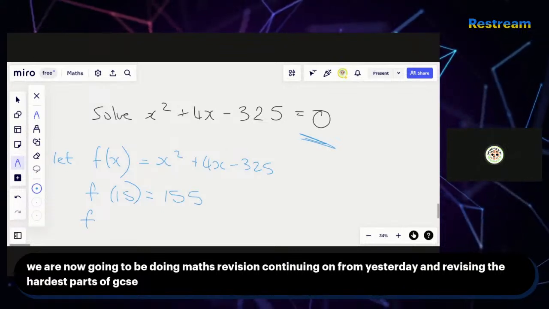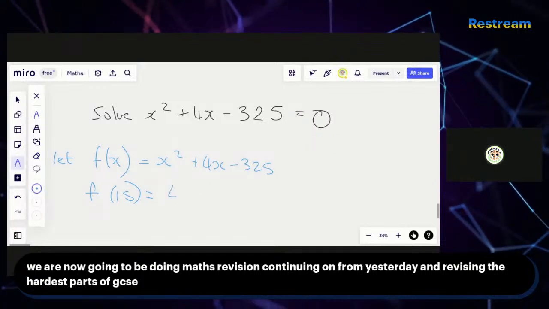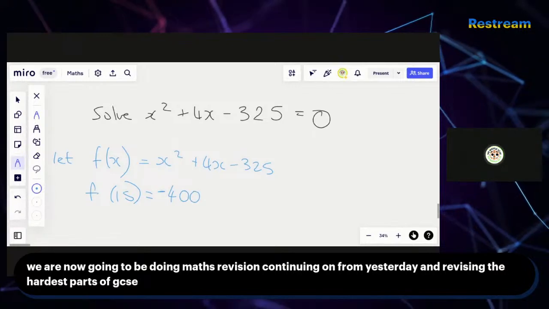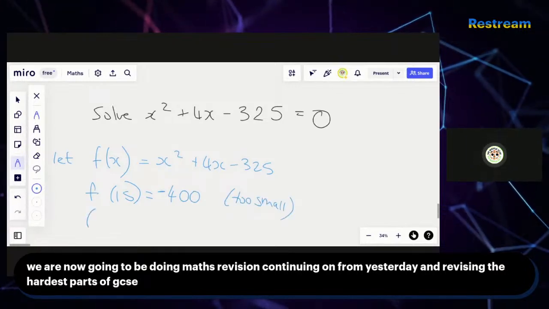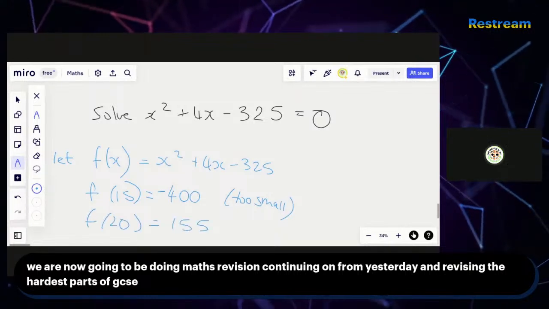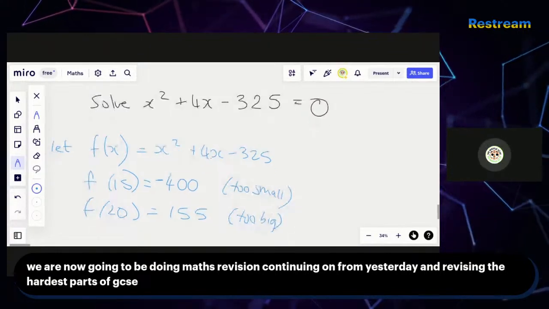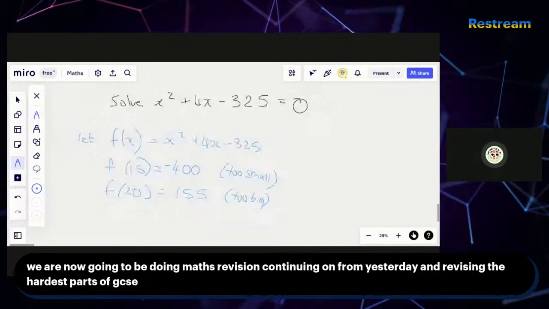Oh no, not 155, sorry. We get minus 40. Now, this is too small. So therefore, let's go for something bigger. Let's say x is 20. When we plug in 20, we get 155. And now we know that this is just too big. So this number has to be between 15 and 20.